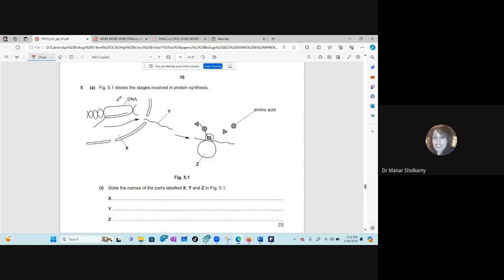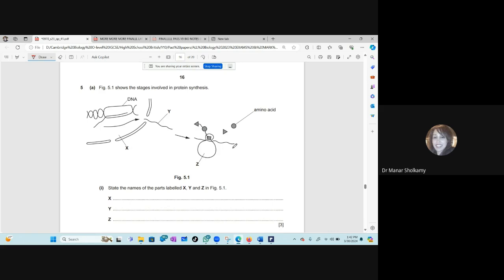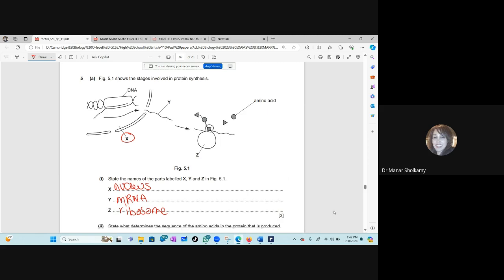Okay. Now this is protein synthesis. Figure 5.1 shows the stages involved in protein synthesis. State the names of the parts labeled X, Y, and Z. What is X? Nucleus. Yes, it is the nucleus. Correct. What's Y? mRNA. Messenger RNA, good. What is Z? Ribosome. Correct. Now this is supplement for sure.